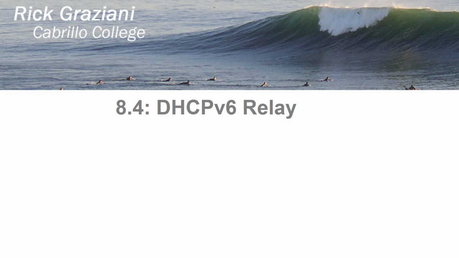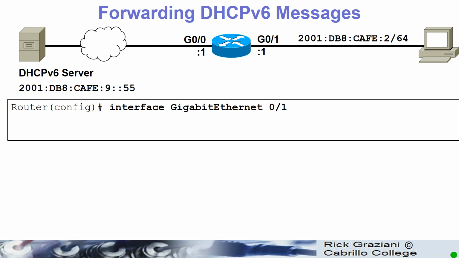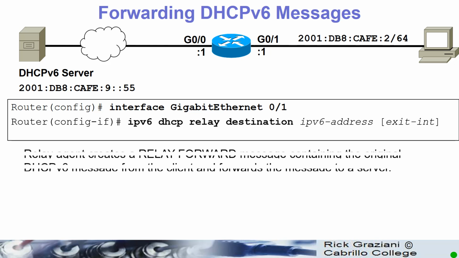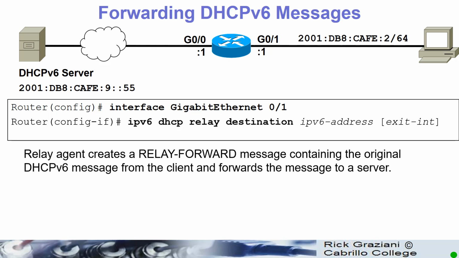Next, let's talk about DHCP version 6 relays. So again, the relay is going to have to forward DHCP messages across the layer 3 boundary. So you navigate to the appropriate interface, you set up IPv6 DHCP relay destination, and you put in the IP address or exit interface. Relay agents create a relay forward message containing the original DHCP message from the client and then forwards it to the appropriate server.